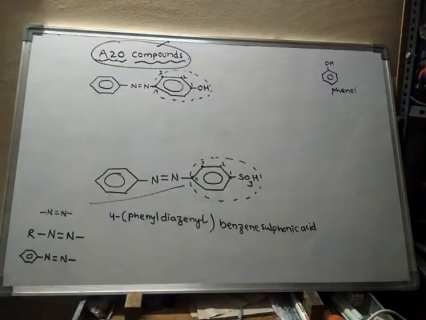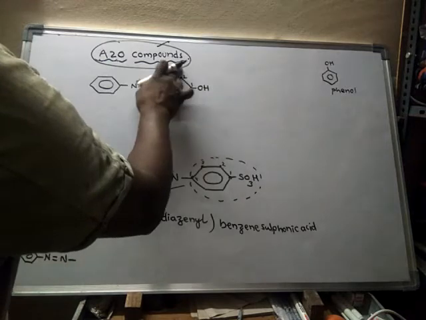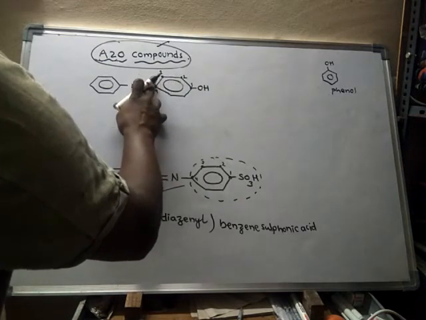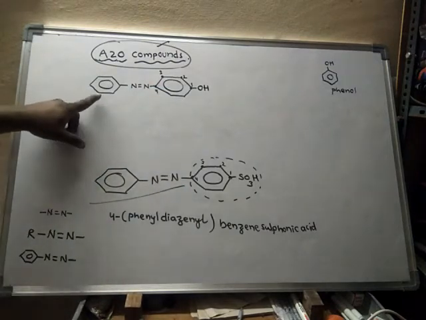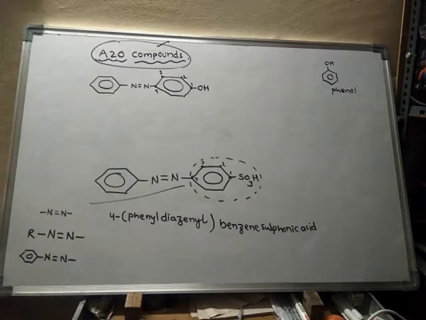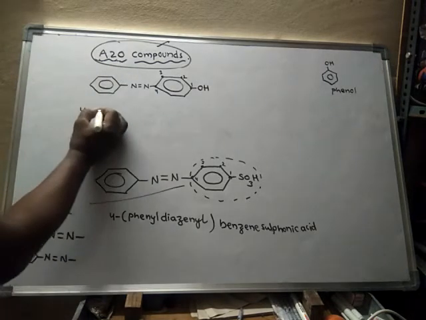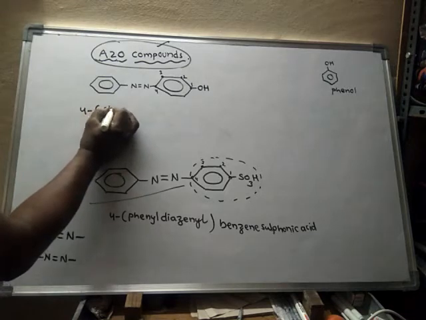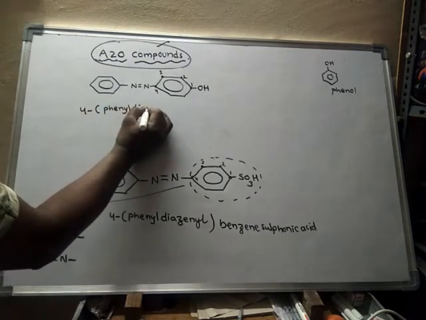So what is the name of this compound? The name of this compound is again the same, because it is phenyl diazenyl. As it is a complex substituent, we have to write it in brackets. On fourth carbon it is present. Hence 4 phenyl diazenyl.